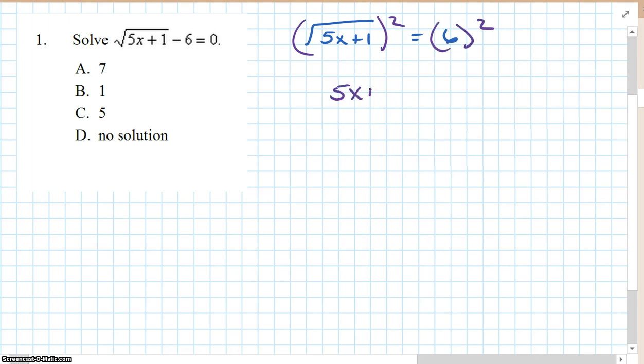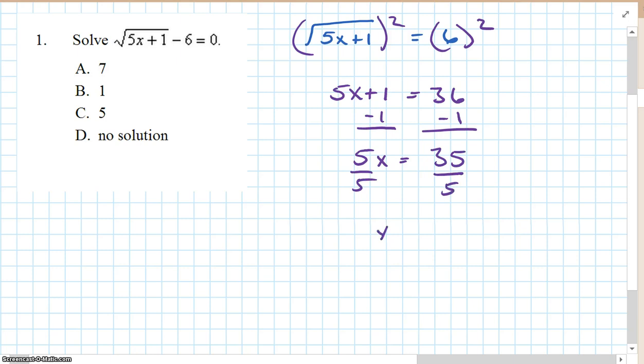So it's going to be 5x plus 1 equals 6 squared is 36, so now we're going to subtract 1 from each side. So I'm going to get 5x equals 35. Now divide by 5, so I get x equals 7. When you double check it, it's going to work, so x equals 7.